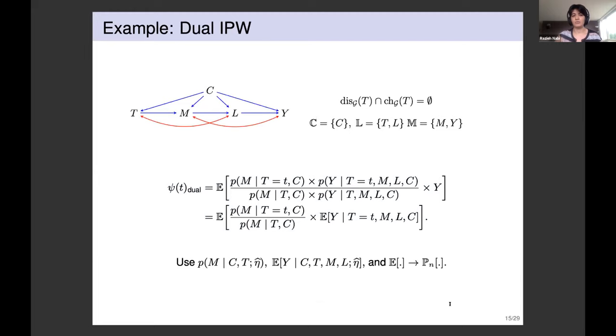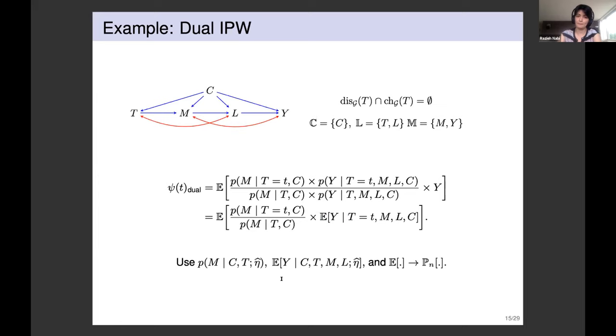Just for an example, what is the dual IPW here? It involves the conditional densities in the set M. The set M are post-treatment variables that are not in the district of T. So here it corresponds to the mediator M and the outcome Y. So this is what the dual representation looks like. We can simplify this a little bit and replace the distribution of the outcome Y with the outcome regression. And again, parameterize them, estimate the parameters, and empirically evaluate the expectation, okay?